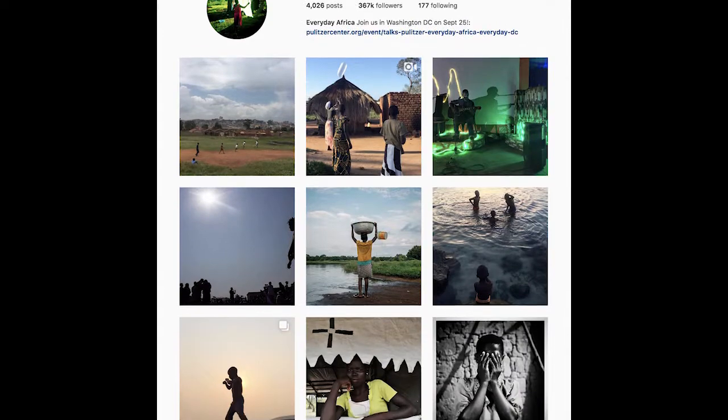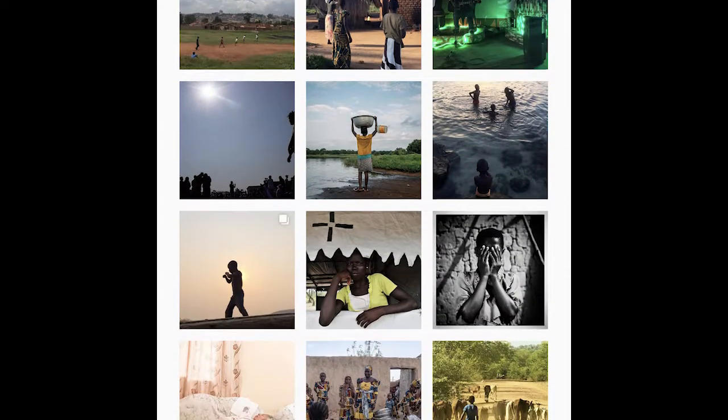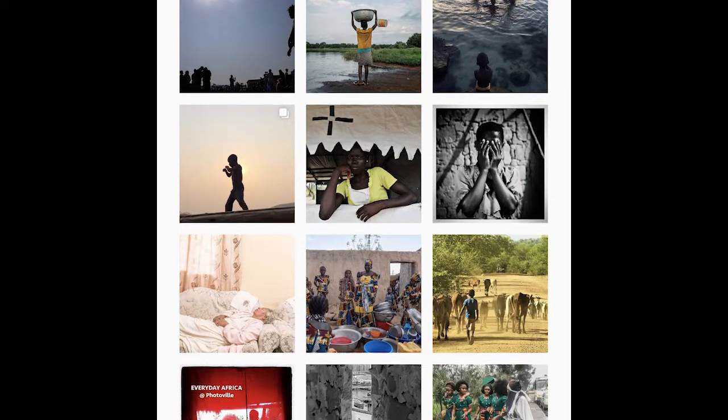I'm a photojournalist who works mostly on projects in various parts of Africa. I'm also a co-founder of a large group project called Everyday Africa, an Instagram account where many photographers post photos of daily life across the continent as a way of going beyond the usual stereotypes of Africa. Instead of focusing on war and poverty, we like to share other aspects of what life in Africa looks like.